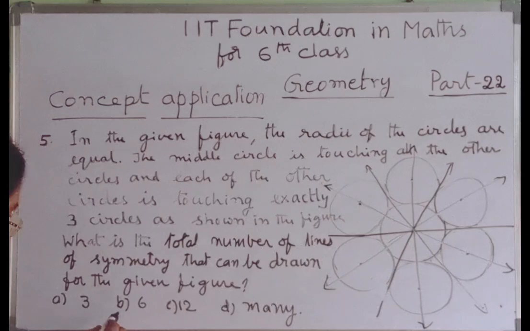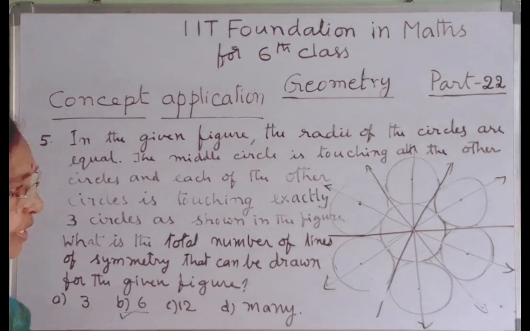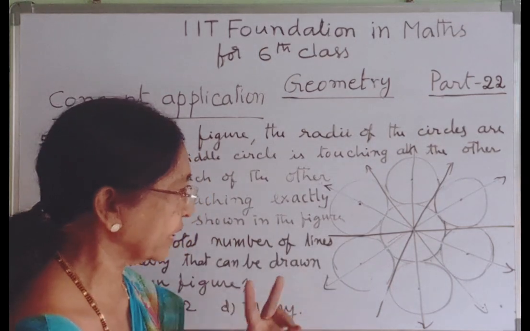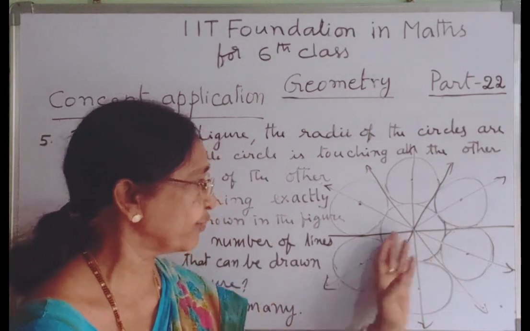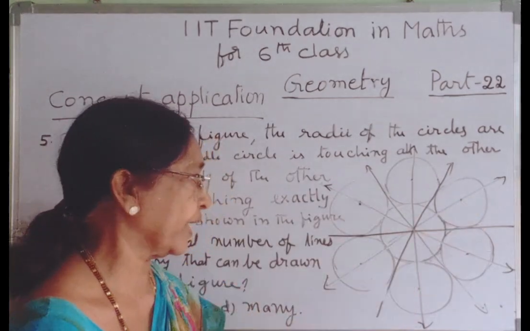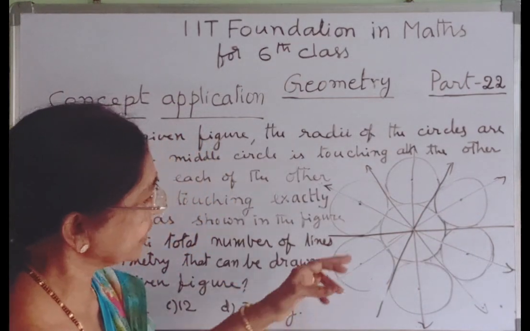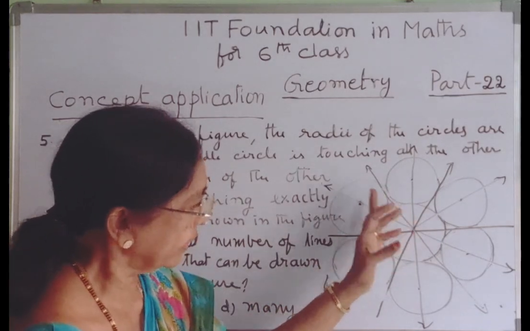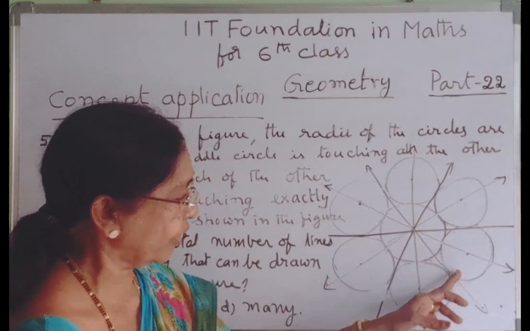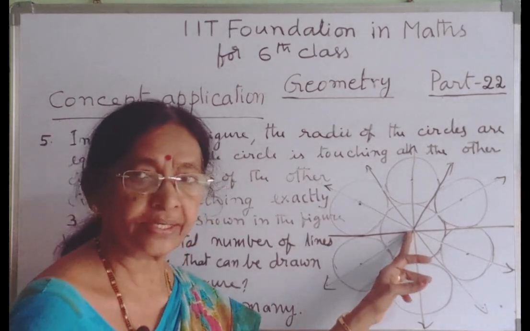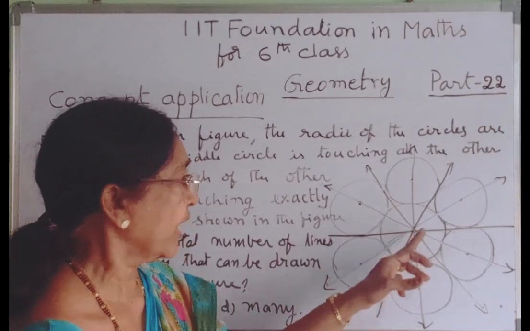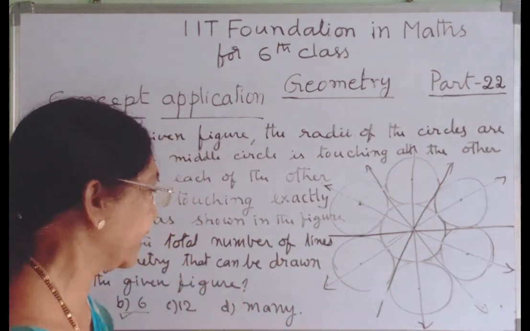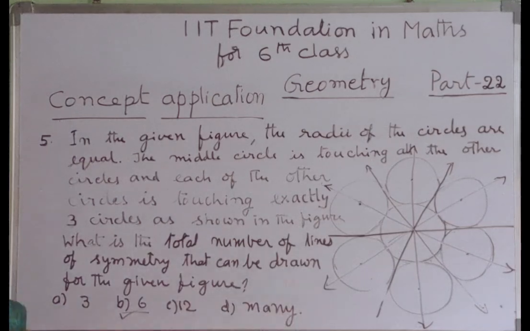So total 6 lines of symmetry, that is option B is correct. So for this figure there are 6 lines of symmetry. 3 lines of symmetry pass through the centers of 3 circles which are in a line, and 3 lines of symmetry pass through the point of contact of 2 circles here and the opposite 2 circles, the point of contact of the opposite 2 circles and the center of the central circle. Like that there are another 3 lines of symmetry. So altogether there are 6 lines of symmetry for this figure.